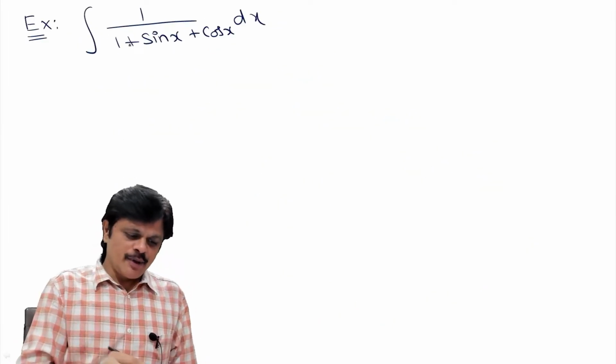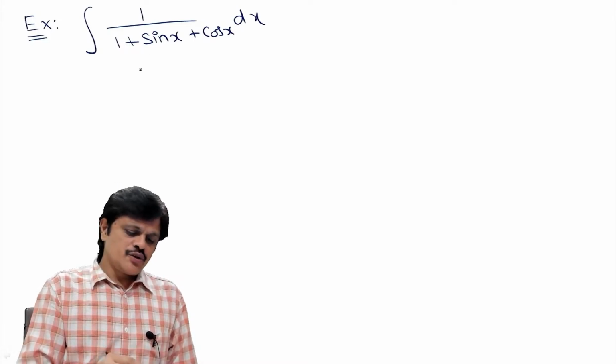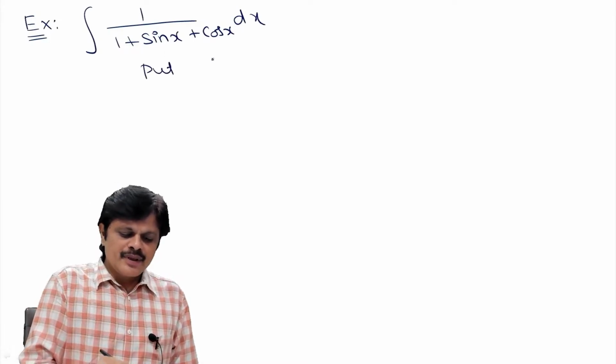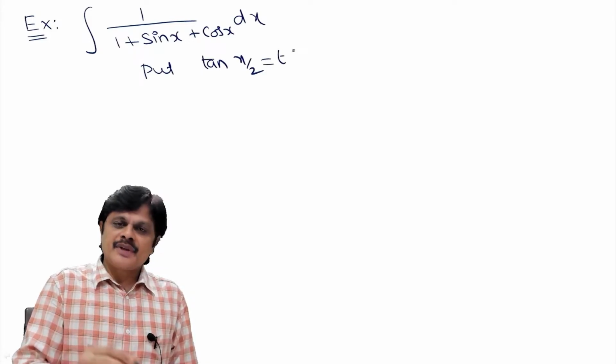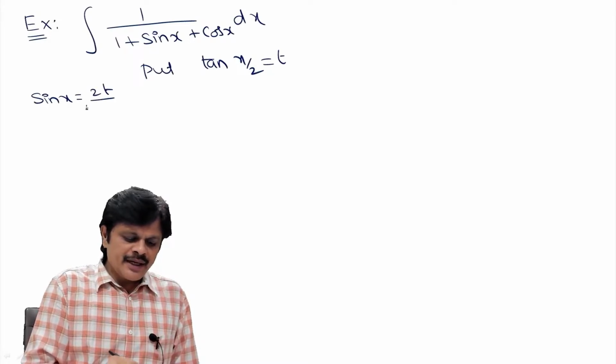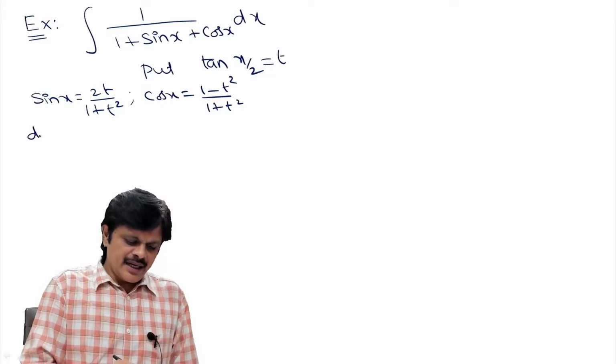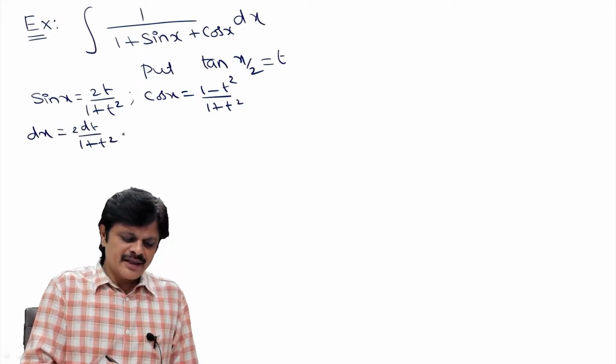Let us see the next problem. Here also 1 by 1 plus sin x plus cos x. So the idea is put tan x by 2 is equal to t. So what it will do? It will convert sin x to 2t by 1 plus t square. Cos x is converted to 1 minus t square by 1 plus t square, and dx is converted to 2 dt by 1 plus t square.